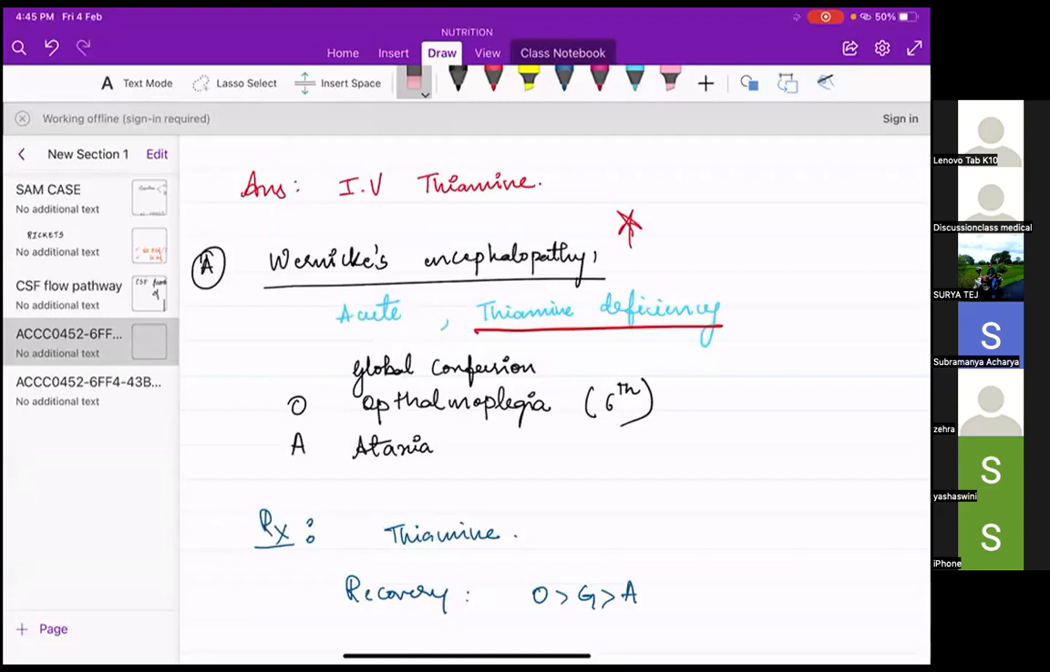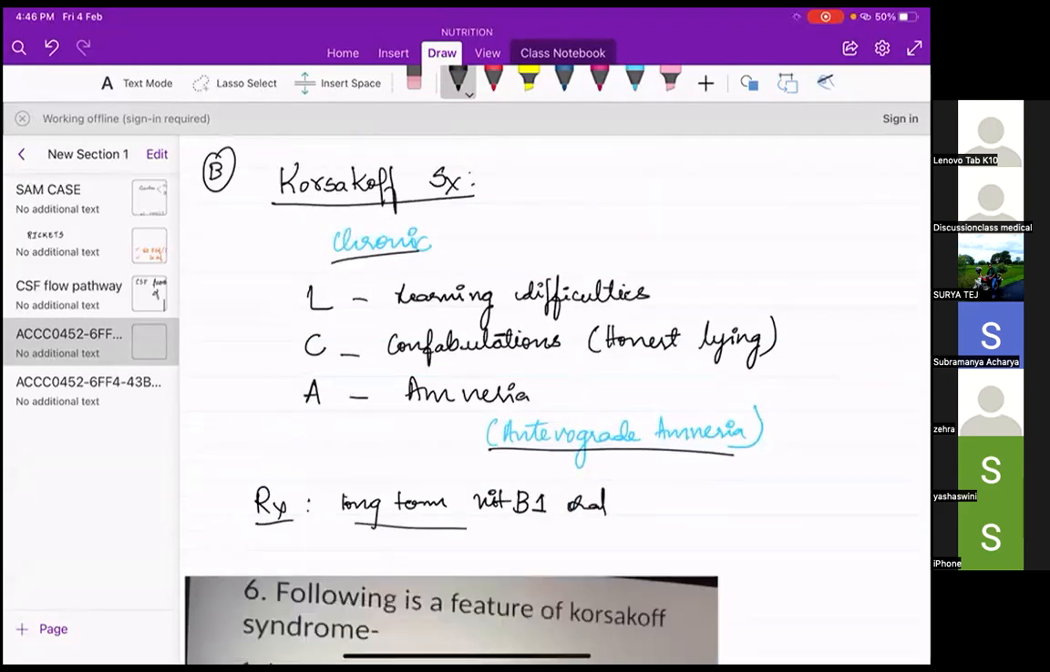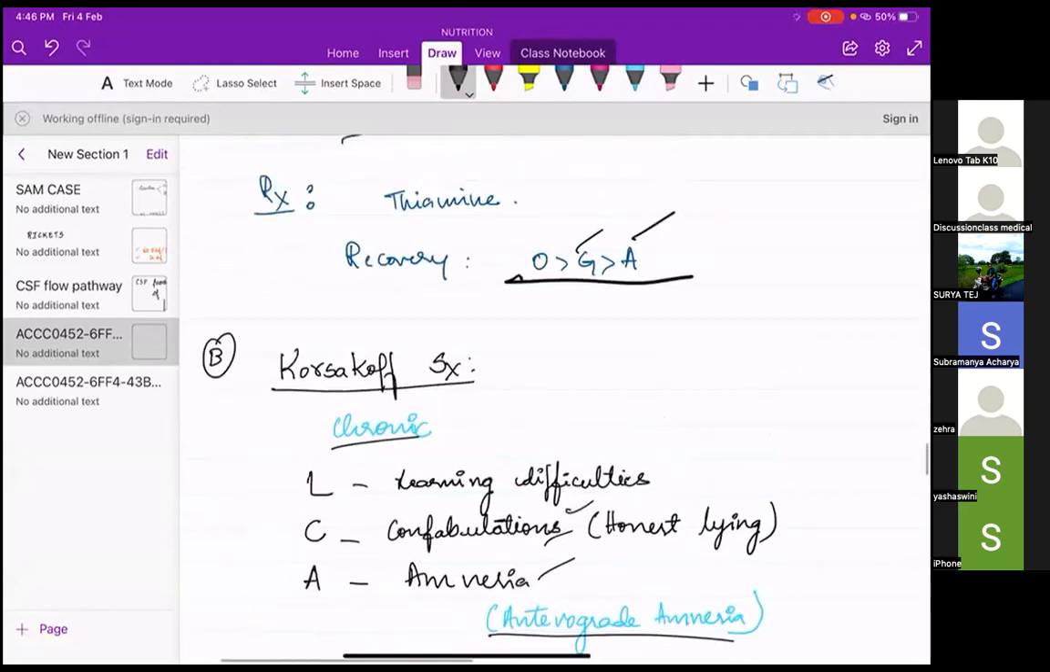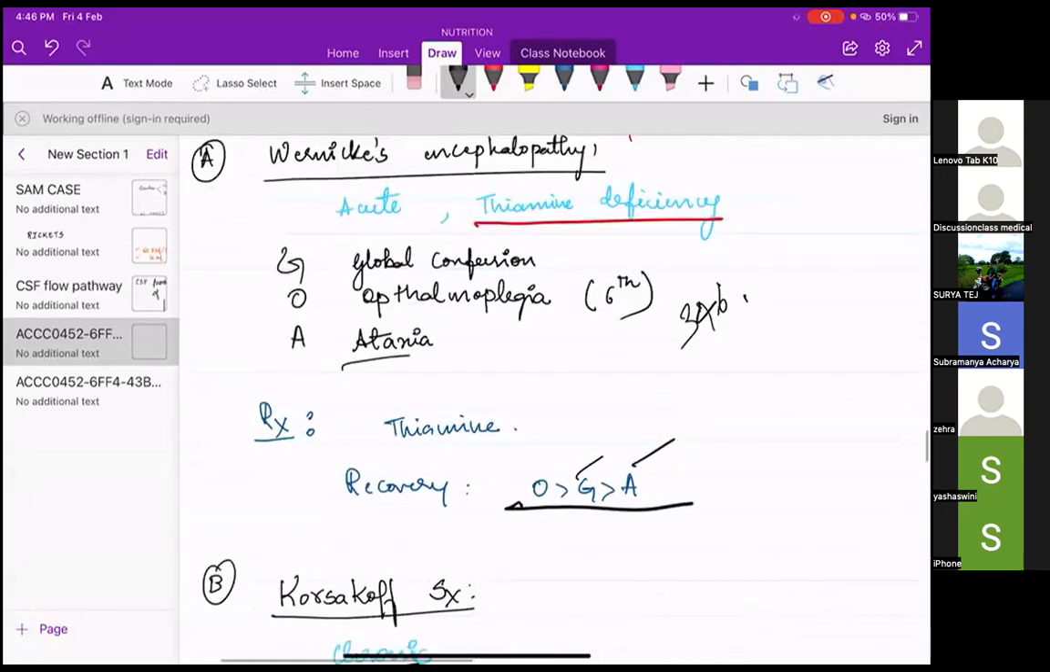The mnemonic is LCA. L is for learning difficulties, C is for confabulations, and A is for amnesia, which is your anterograde amnesia. So this triad will give you Korsakoff syndrome. Again, long-term supplementation of vitamin B1 orally can be given. So in any question, if you see this, then it is Korsakoff syndrome.